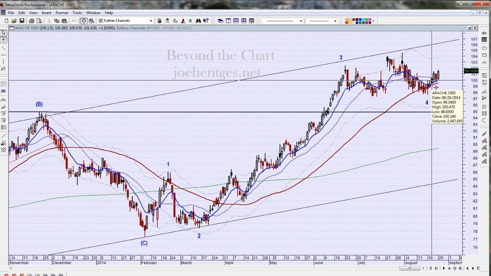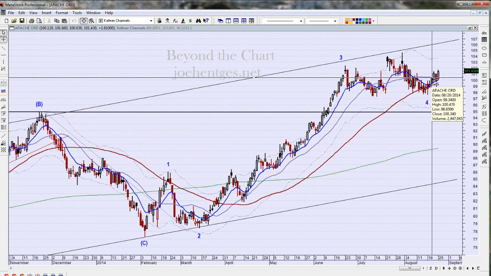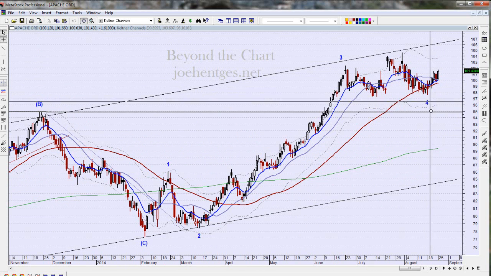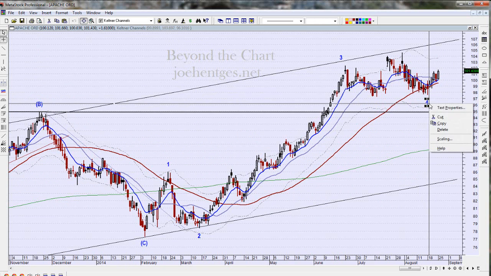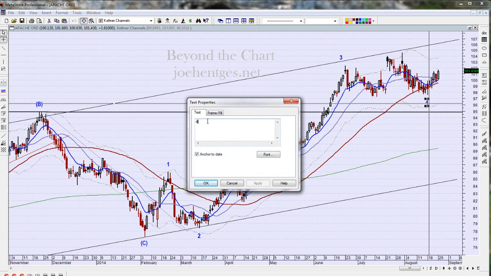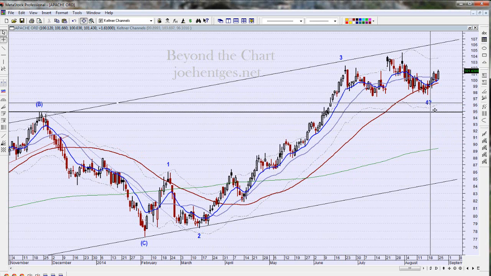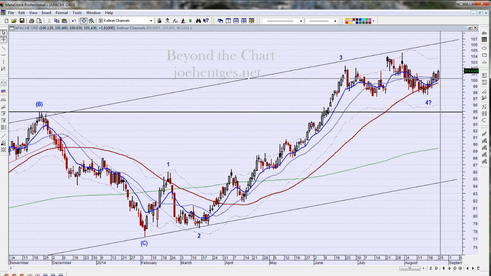Probably the perfect would have been back down in here, but I'm still not convinced that this is the final. Actually, what I ought to do is clarify that. I'm going to put a question mark there, because I'm not convinced that that is the final four, number 4 in here, although it very, very well may be.